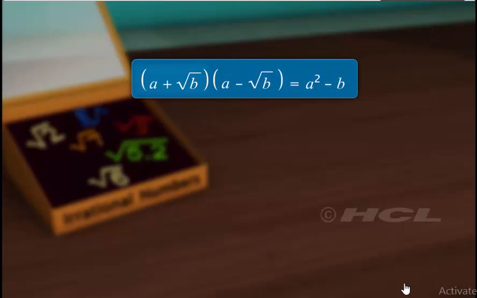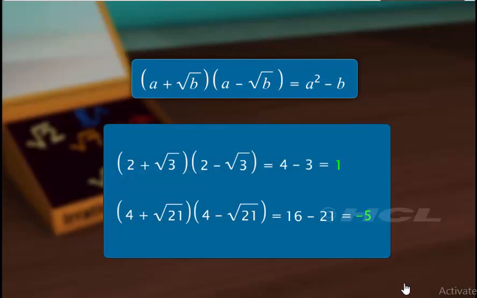Similarly, the product of a plus square root of b and a minus square root of b is equal to a squared minus b. Here are a few examples. Notice that the result is always a rational number.